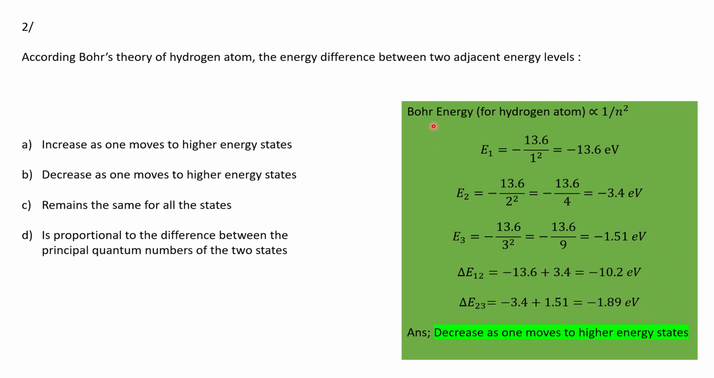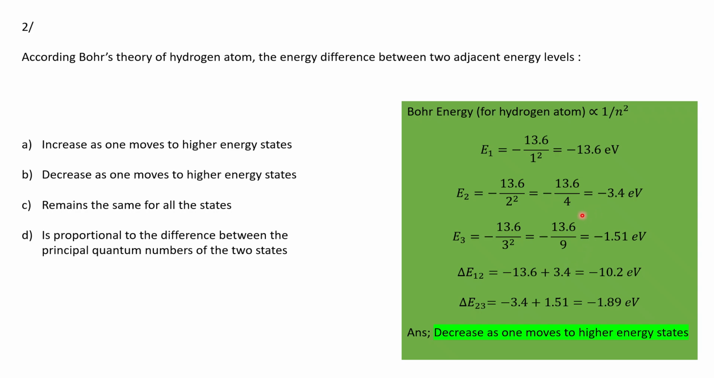We know that Bohr energy is proportional to 1/n², I mean for the hydrogen atom. For any other atom, it is proportional to Z²/n². Here it is given for the hydrogen atom, so we can consider it proportional to 1/n², and so our E1 will be -13.6/1², that is -13.6 electron volt. Like this, E2 will be -13.6/2², that is -3.4 electron volt, and so on. E3 equals -1.51 electron volt.